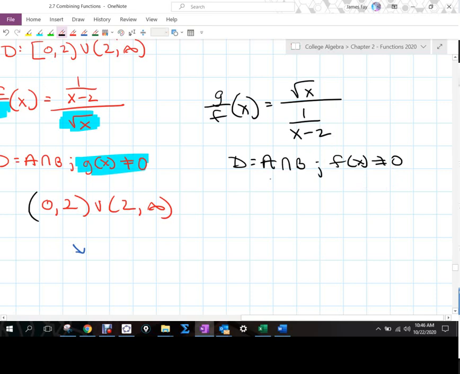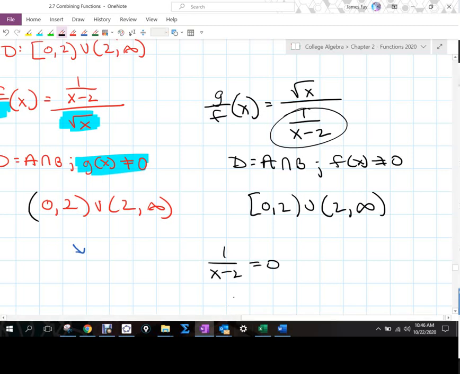Okay, A intersect B, so that's going back to A intersect B was 0 to 2, union 2 to infinity, right? Okay. Is there a situation where that denominator can be 0? Huh? Well, careful. I see what you're saying, but that's not answering the question of where it can be 0. Can 1 over x minus 2 ever be 0? No. Okay.